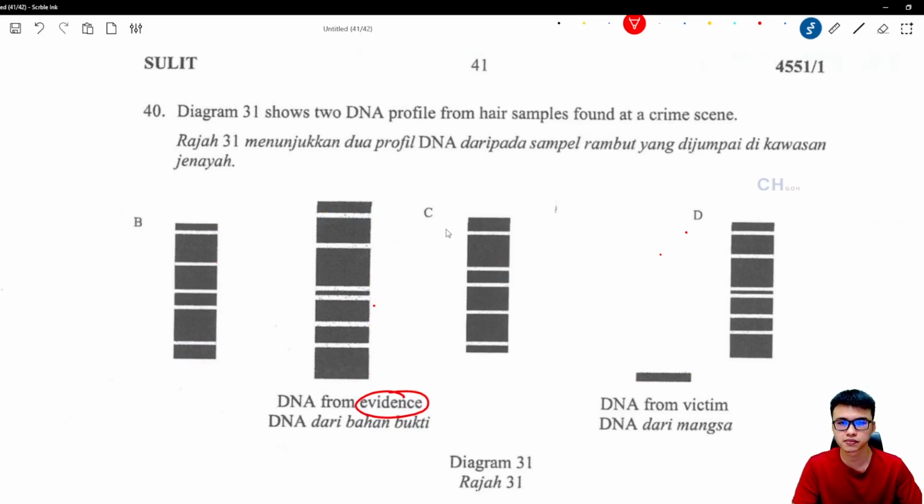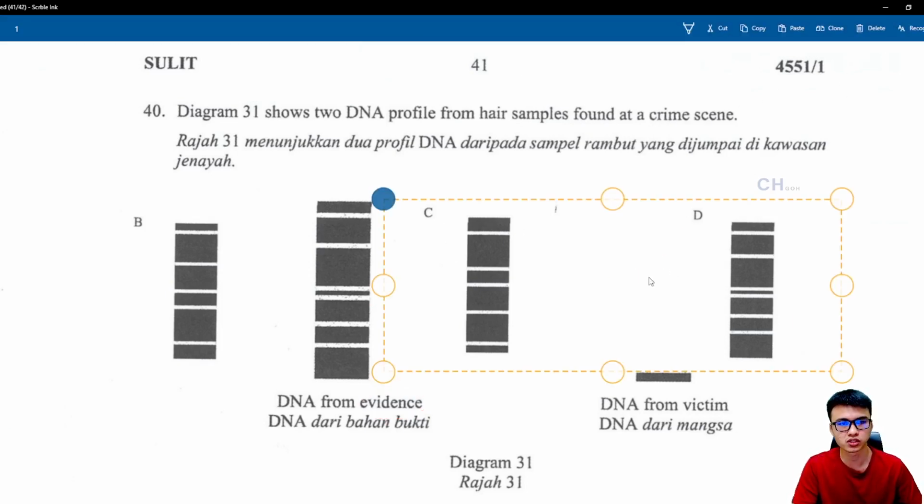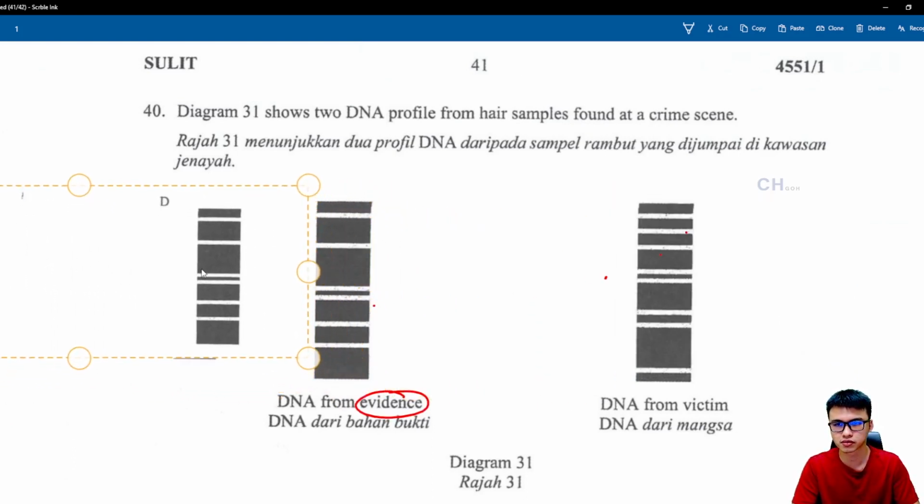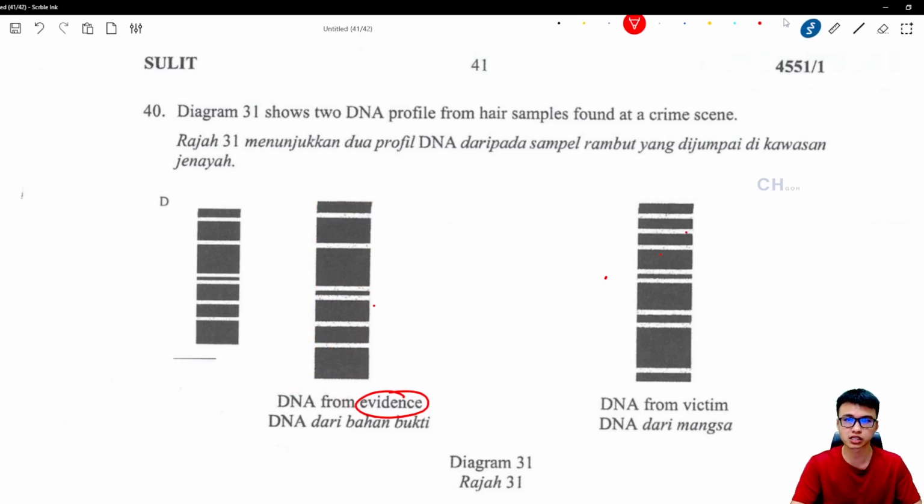C. Okay, so C is definitely out. We check at the D here. Now D is quite similar to the DNA profile. You can see all are similar to the DNA profile right here. So the answer here should be D.